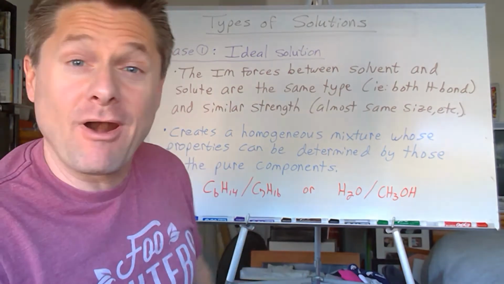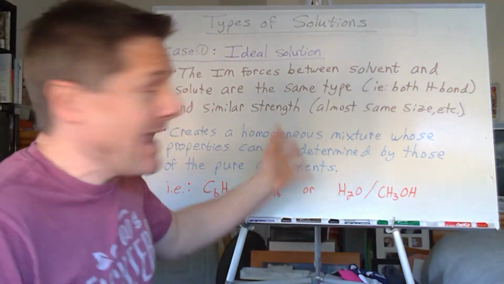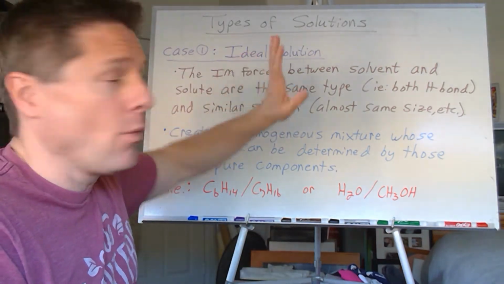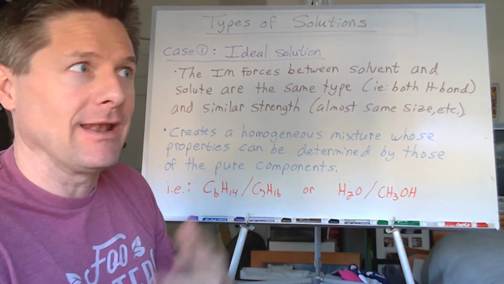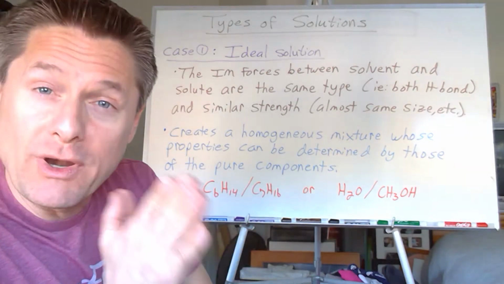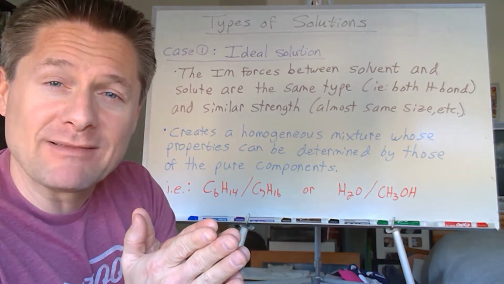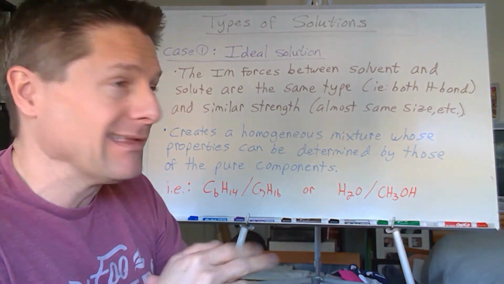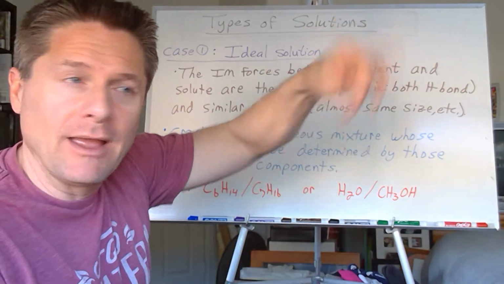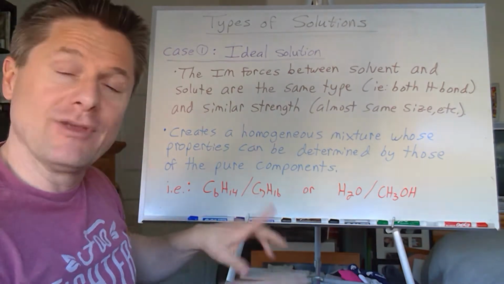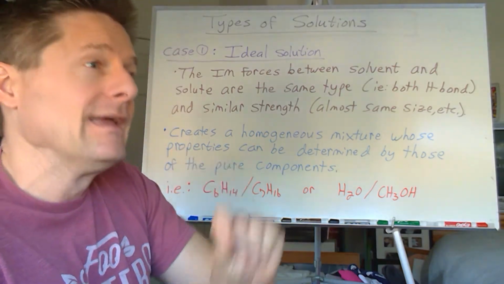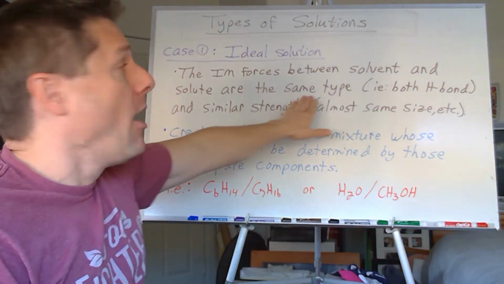Case number 1 of our fundamental types of solutions, based on the intermixing energetics. In this case, this is called an ideal solution, kind of like ideal gases. We can simplify the mathematics, so we're going to focus the majority of our cases, when we look at solution properties later, on ideal solutions in this theoretical scenario. So what would an ideal solution be? I'll draw a kind of Hess's Law energy diagram on the next board so you can see it mathematically. The intermolecular forces between the solvent particles and the solute particles are the same type.